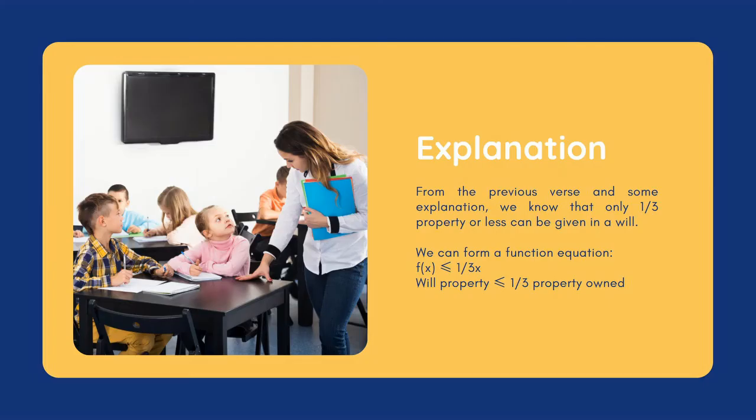From the previous verse and some explanation, we know that only 1/3 property or less can be given in a will. From what we know, we can form a function equation. Fx is smaller or equal to 1/3x, where property is smaller or equal to 1/3 property owned.